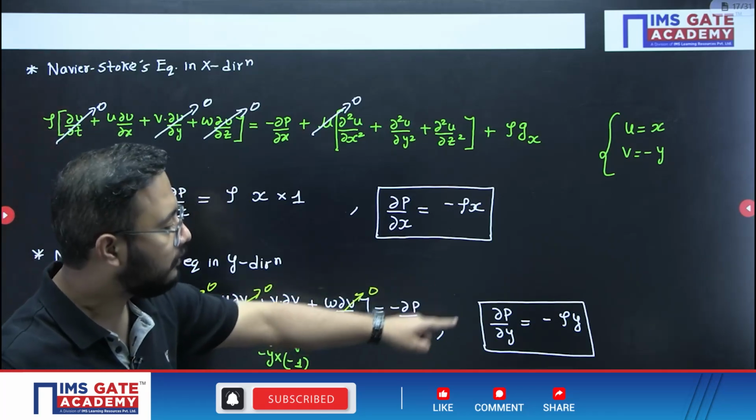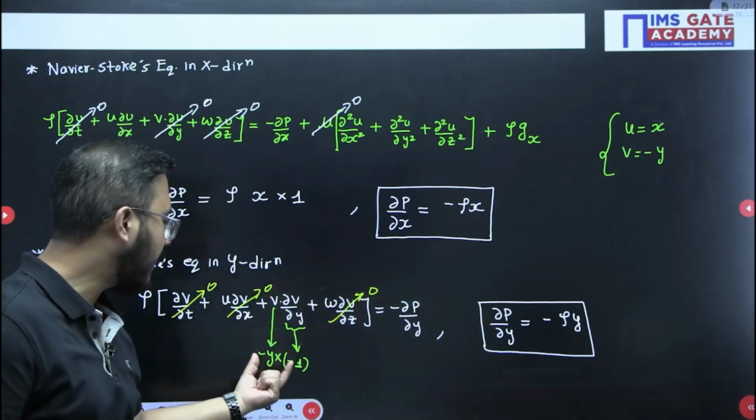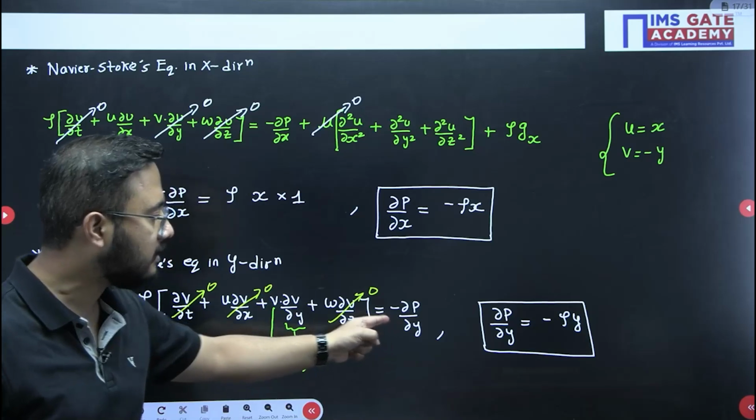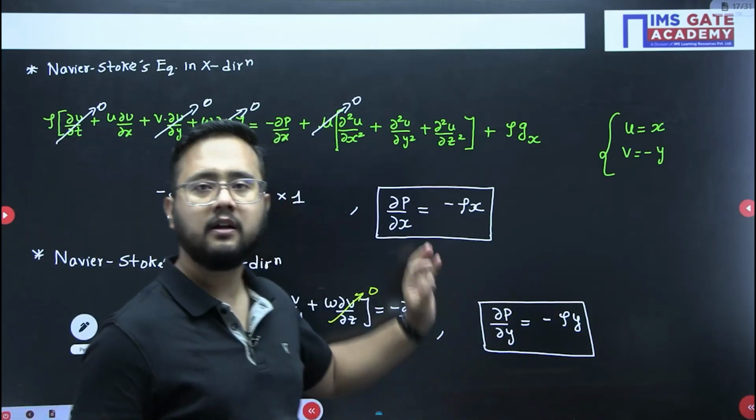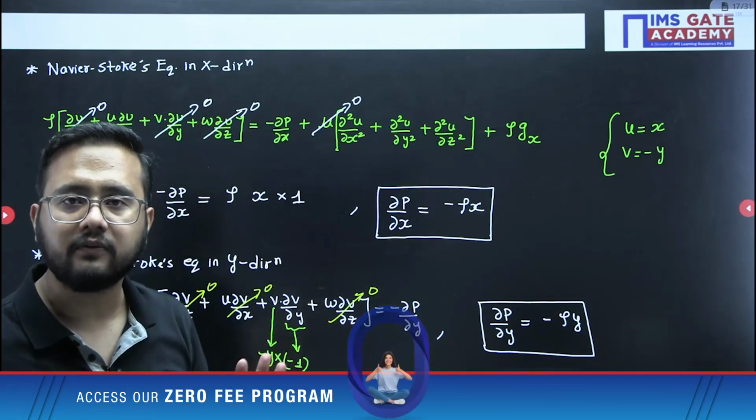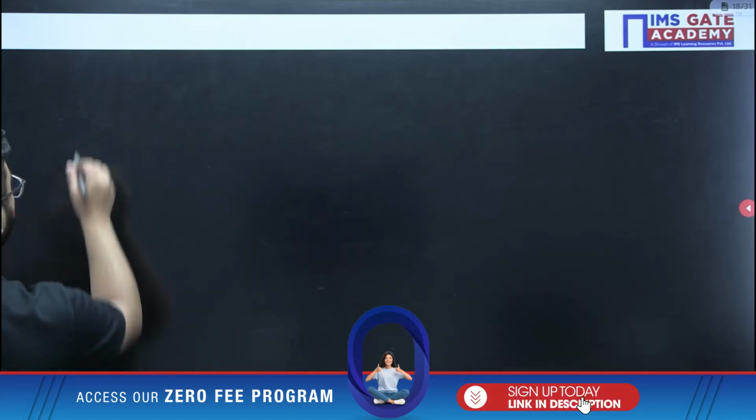So, that's why dou p by dou y is minus rho y. Here minus minus gets cancelled out, but already minus sign is there, no? So, that's why dou p by dou y is minus rho y. Both the pressure gradients in x and y direction we got. So, how will you write the pressure gradient vector?